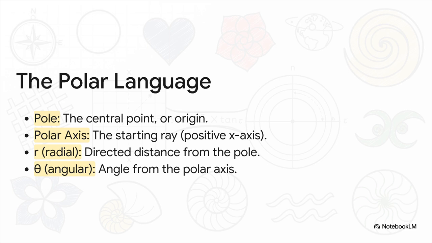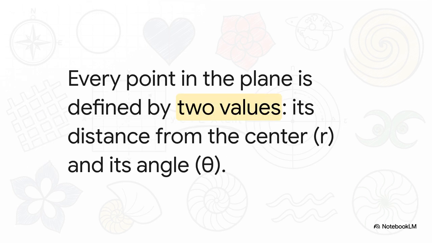Easy enough. And second is theta, the angular coordinate, which is just the angle you turn from that polar axis. So here's the bottom line. Every single point on a plane can be described by just its distance from the center, r, and its angle, theta. That's it. Distance and angle, the whole shebang.